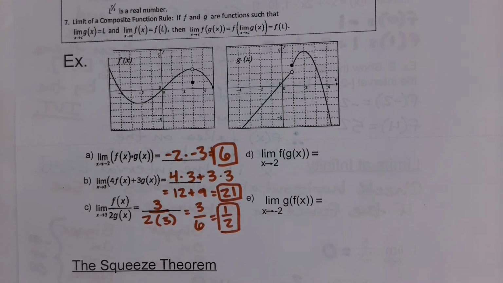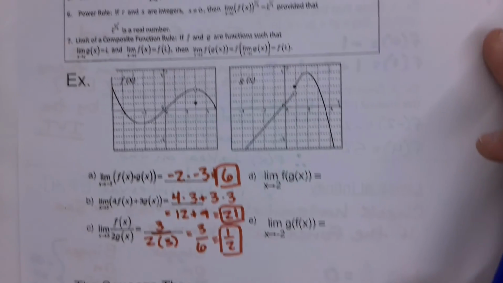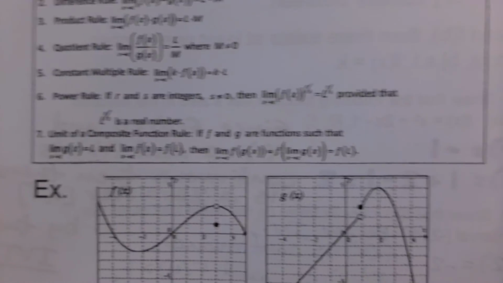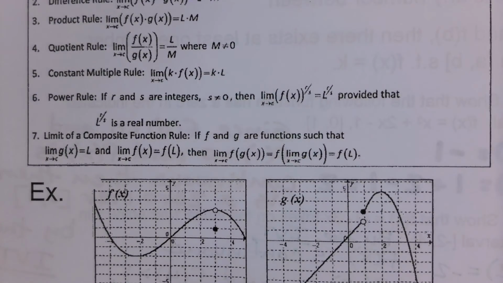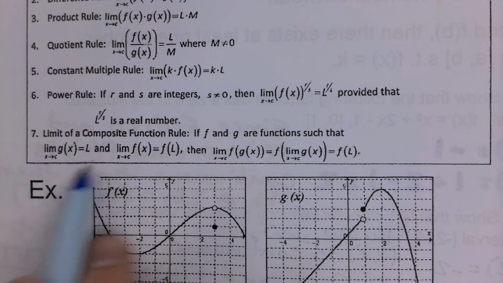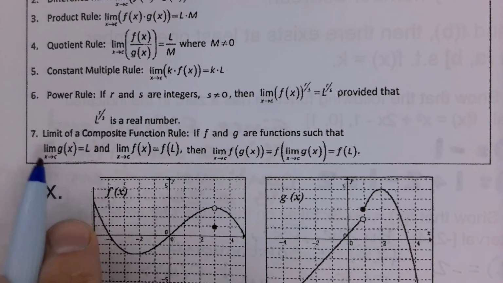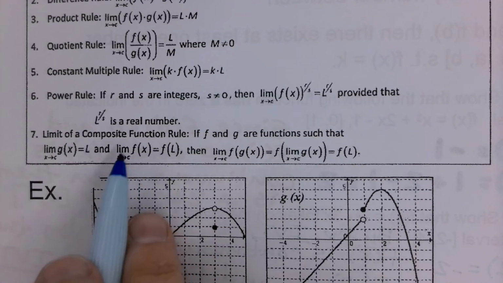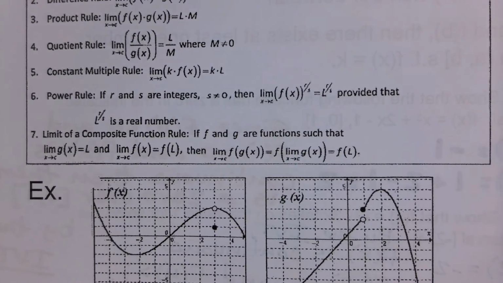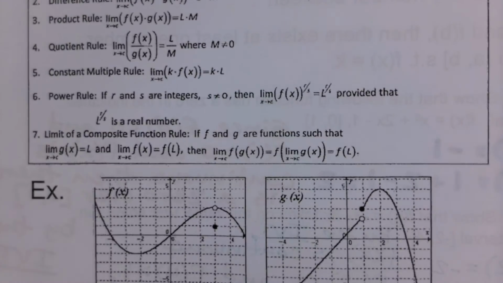Okay, so our new part is D and E, and this is a little bit strange, maybe not as intuitive as the other ones. This is rule number 7, and it's giving individual limits: the limit as x approaches c of g of x is L, and the limit as x approaches c of f of x is f of L. So we're plugging one of them into the other.